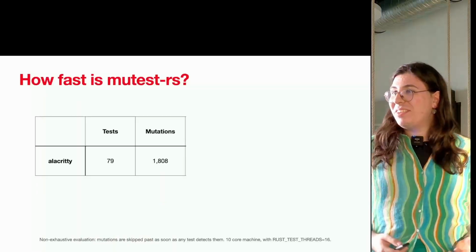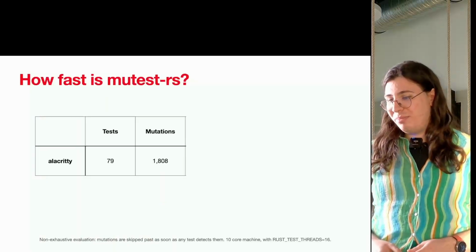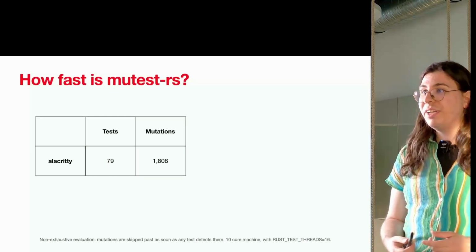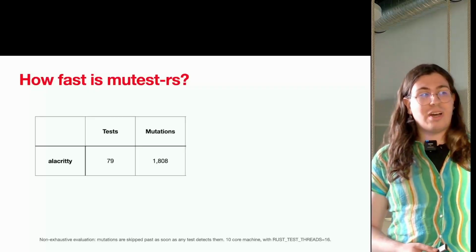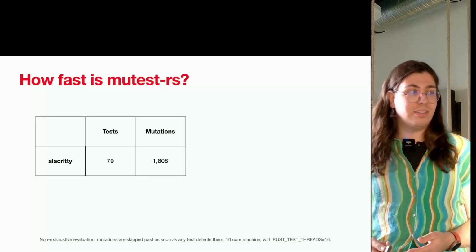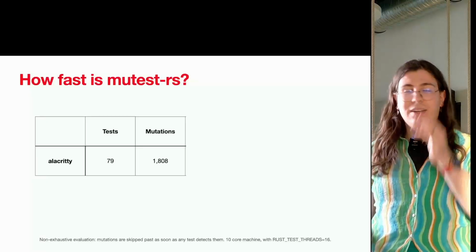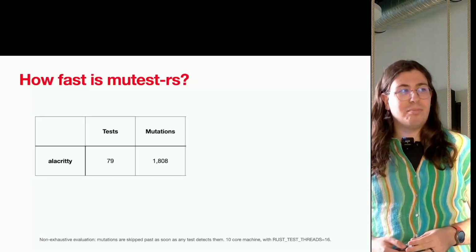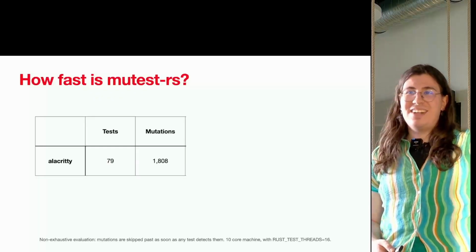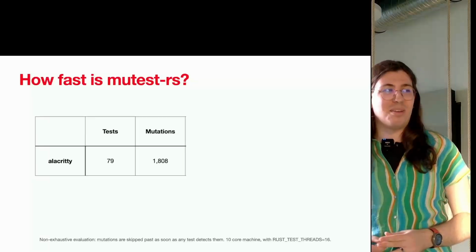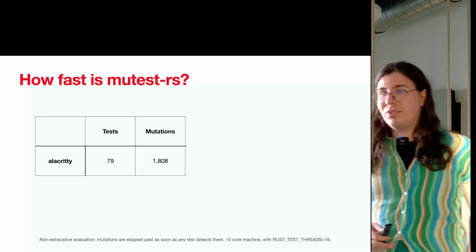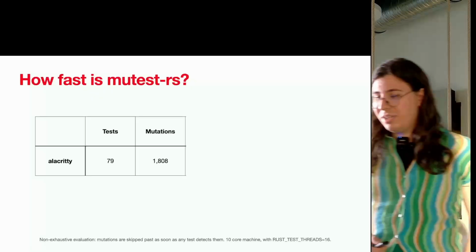So with all of this in mind, how fast is it to actually run mutest-rs? And I think the best way to show you this is just to show it on a bunch of programs. So here we've got Alacritty. This is, of course, not the entirety of the Alacritty code base. This is a particular crate in Alacritty, the main binary crate, and that's why the test count is lower. They do have a lot more tests across the entire project, but we've got around 80 tests. And for this code, we're able to generate just under 2,000 mutations.